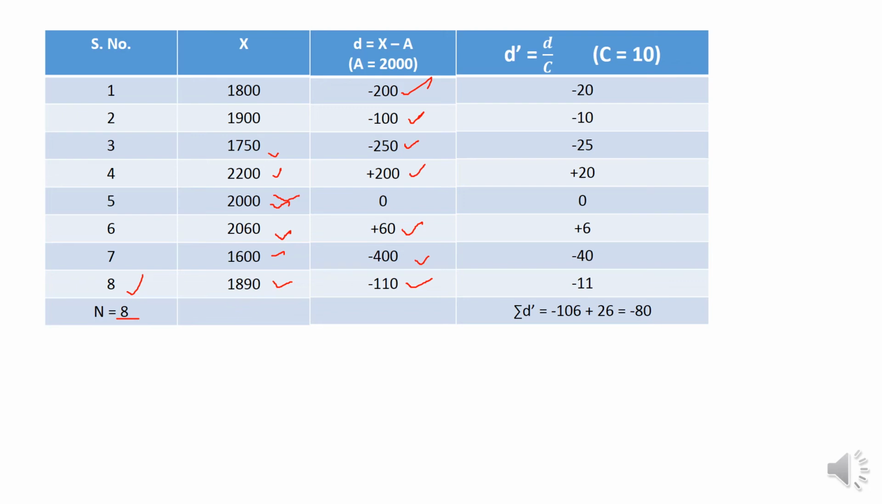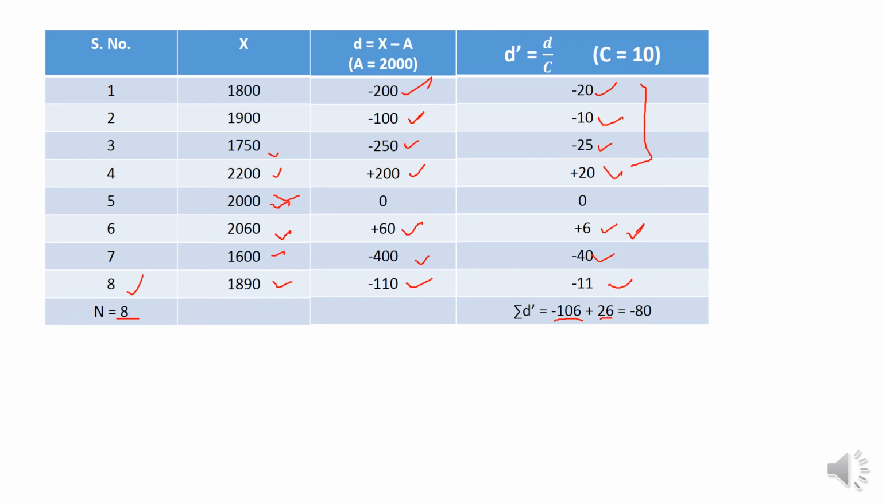200 divided by 10 will be minus 20. 100 divided by 10 will be minus 10. 250 divided by 10 is minus 25. 200 divided by 10 is 20. 60 divided by 10 will be 6. 400 divided by 10 is minus 40, and 110 divided by 10 will be minus 11. Now we will add all these values. First we add all the minus digits, and after that we add the plus digits. The plus total is 20 plus 6. After adding, we get minus 80. The sigma d dash will be minus 80.